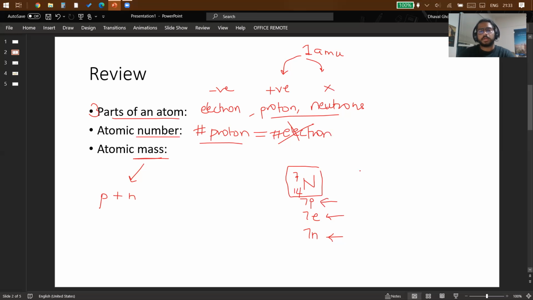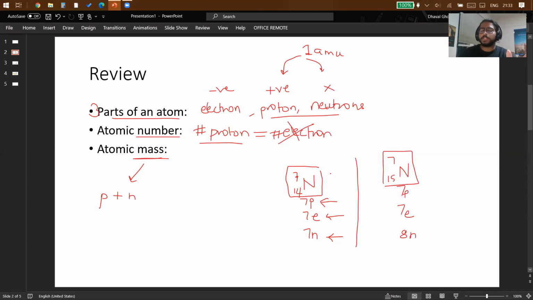Okay, so let's take another example. Same as nitrogen, 7 protons, 7 electrons, but now I added a neutron, making it 8 neutrons. My atomic number is still 7 because protons is still 7. However, my atomic mass is now 7 plus 8, which is 15. So my question to you is, have I changed the species? No. Have I changed the charge? No. Have I changed the weight? Yes. And that's all I've changed, right?